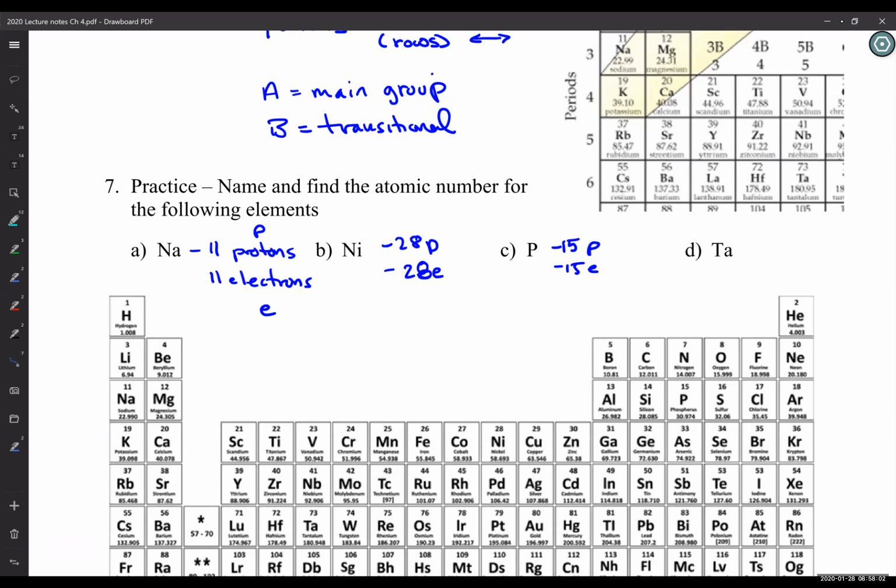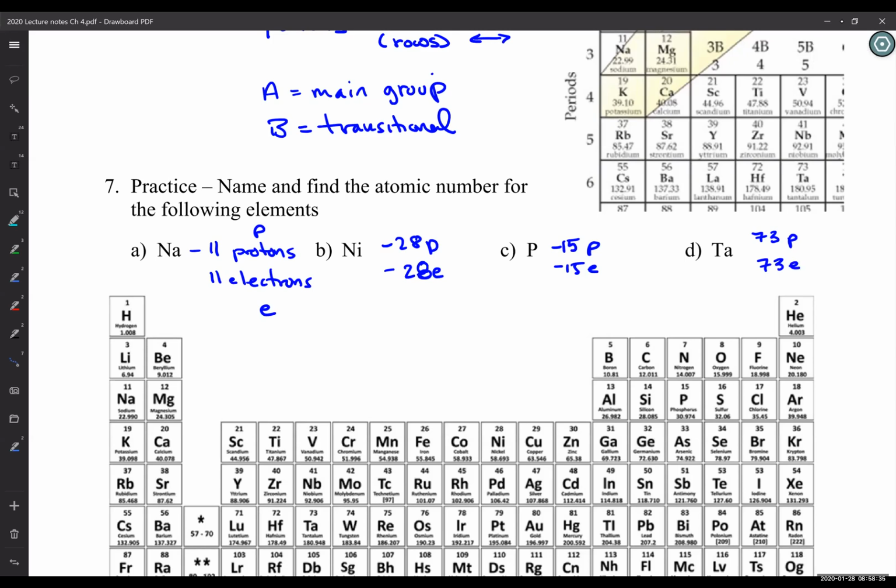And tantalum is, I don't even know where it is. Where is that? 73. Oh, you're quick. Huh? You're quick. Oh, no, I looked already. Cheater. Did you Google it? Sorry. That's everybody's answer. Sometimes it's faster just to look, huh? So it's got, where do you go again? 73, right? And 73 electrons.